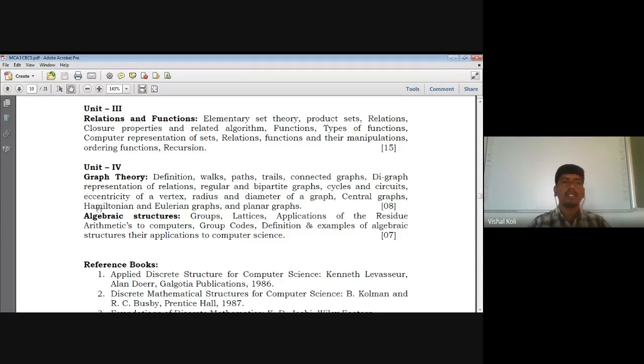And the fourth unit will be graph theory and algebraic structures. In graph theory we have to see the actual definition of graphs. After that we have to see walks, paths, trails, connected graphs, diagram representation of relation, regular and bipartite graphs, cycles and circuits in a graph, and eccentricity of a vertex. After that we have to see the radius and diameter of a graph, depending on the eccentricity of a vertex. After that we have to see central graphs and Hamiltonian graphs.